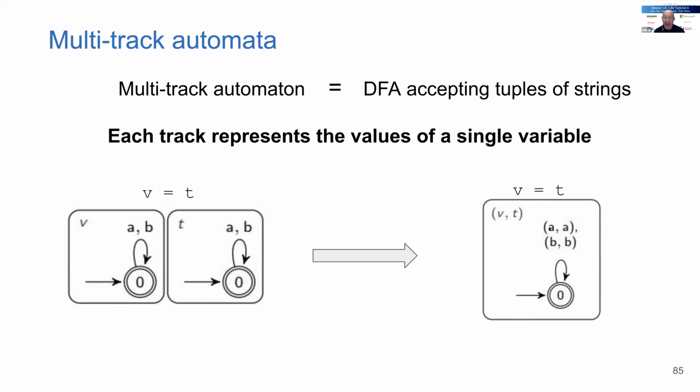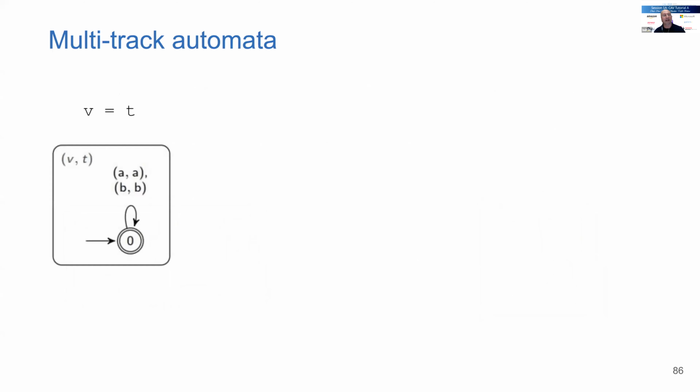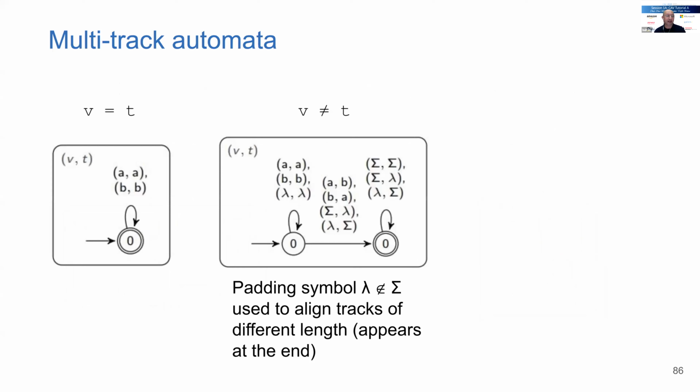So if A, for example, the A comma B goes to the sink state. I'm not showing the sink state here. So this exactly keeps the fact that V and T have the same value, right? So now it preserves the relations among variables. Using this, I can represent V equals T with this automaton. And to represent V not equal to T, I need to do automata complement.